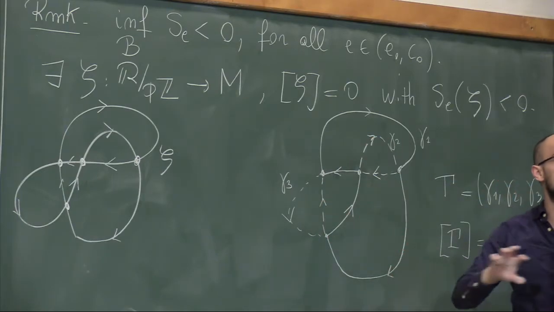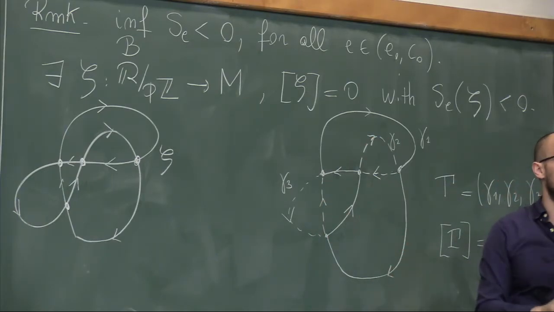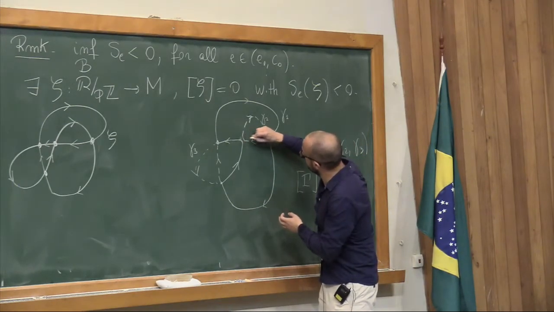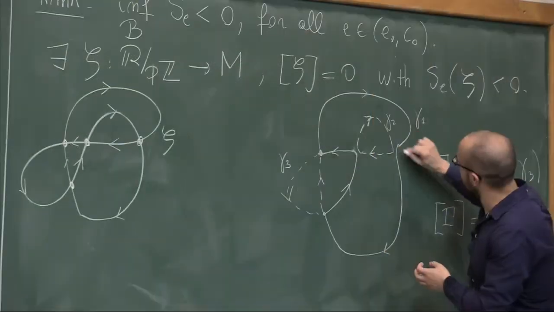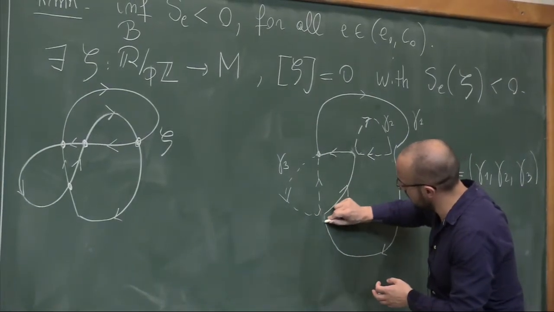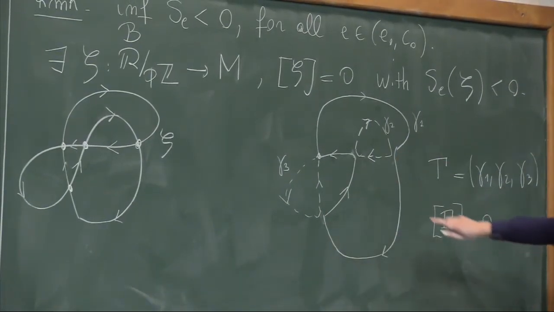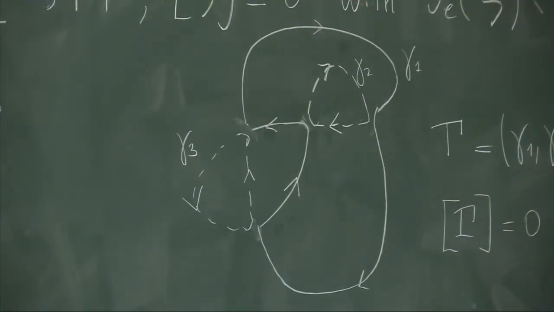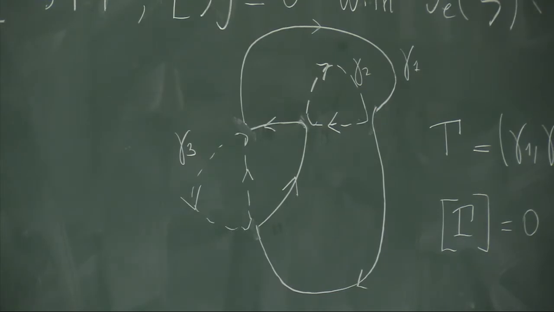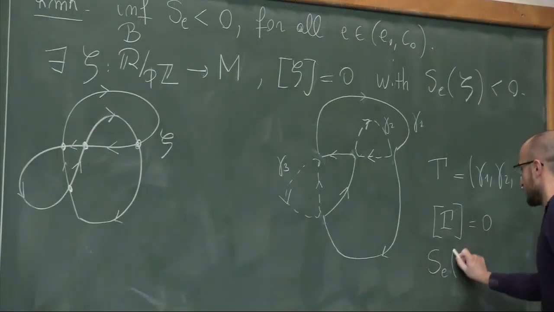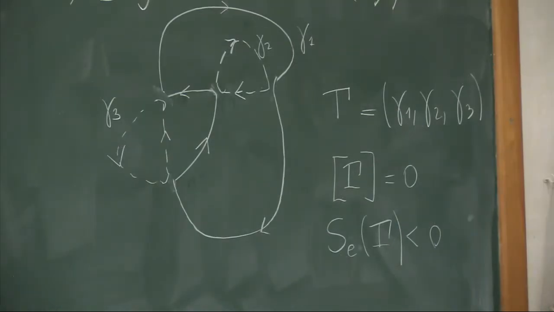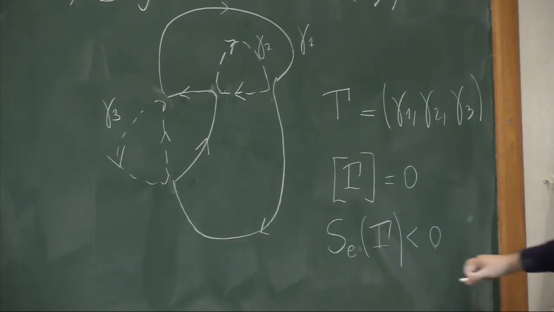So we can resolve these tangencies by small perturbation. So what we do is we take a small perturbation here, and what we obtain is a null-homologous multicurve, which has still negative action, because this is a small perturbation, and we started from a curve with negative action. And this is null-homologous, and with negative action.